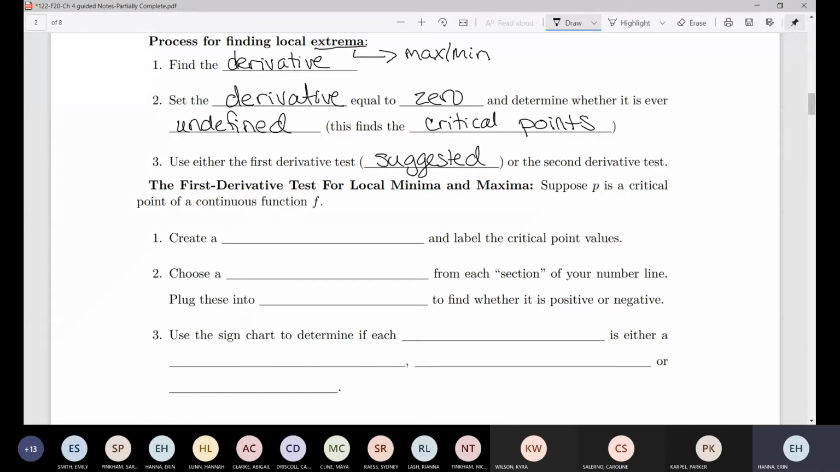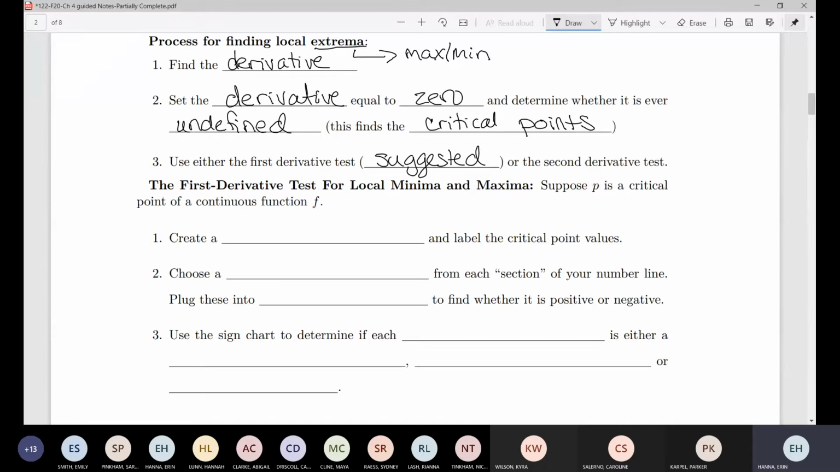So what is the first derivative test? To reiterate, no matter which way you go, you always do those first 2 steps, and then you get to pick. So say we do the first derivative test. We just found the derivative, set it equal to 0, and found all our critical points.